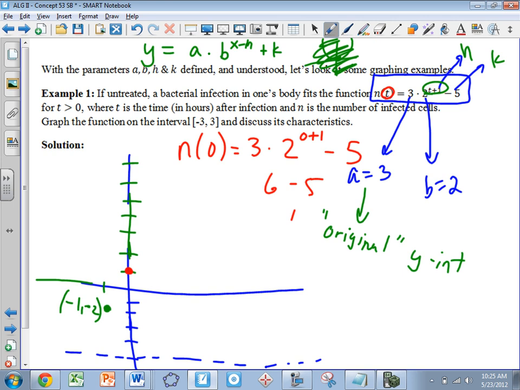How did I get it? I said it equals 0. I said, how do I find the y-intercept, right? I said x is 0, but x is really t. So we set t equal to 0 to find the y-intercept.